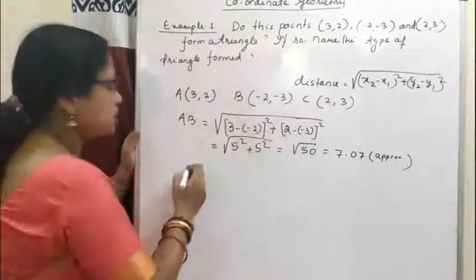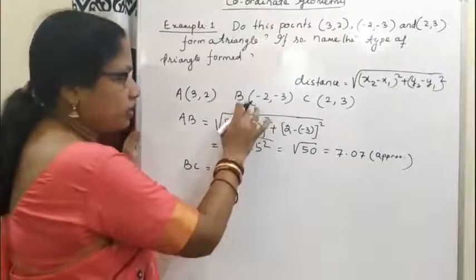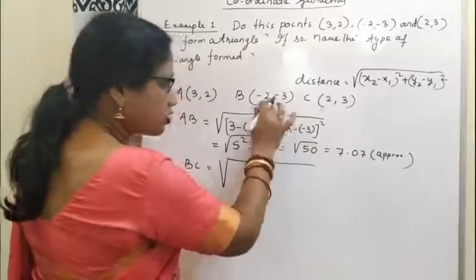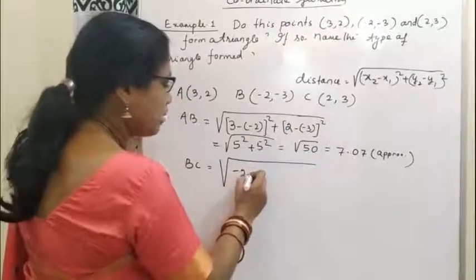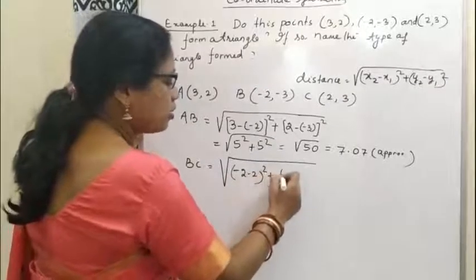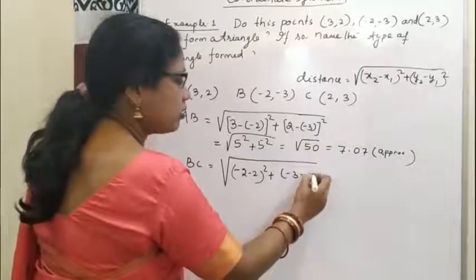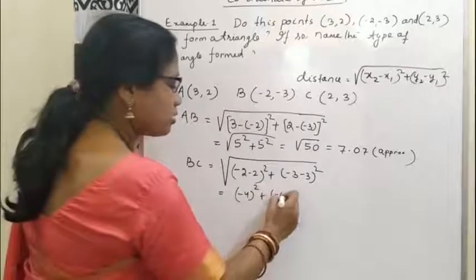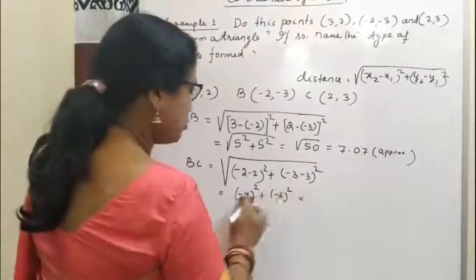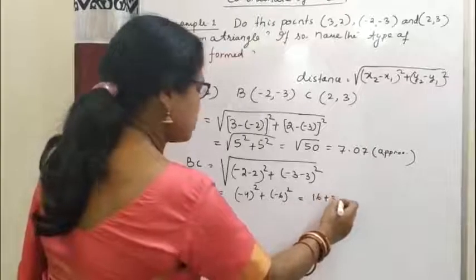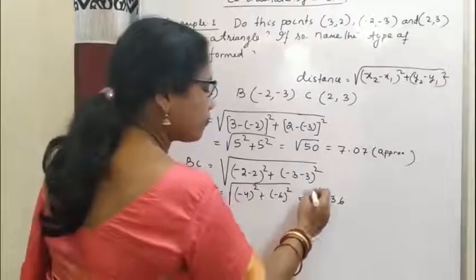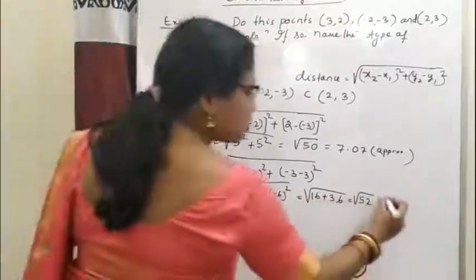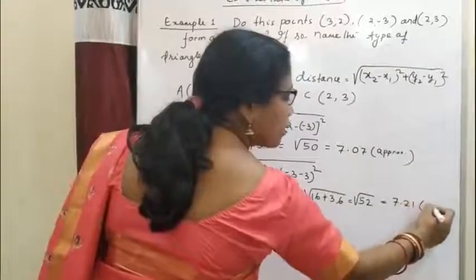So let us find BC. That means the distance between the 2 points B and C. So here we will apply the formula: (-2 minus 2) whole square plus (-3 minus 3) whole square. So this is equal to (-4) whole square plus (-6) whole square. So this is equal to 16 plus 36. So here the square root is there. So this is equal to square root of 52, which is approximately 7.21.